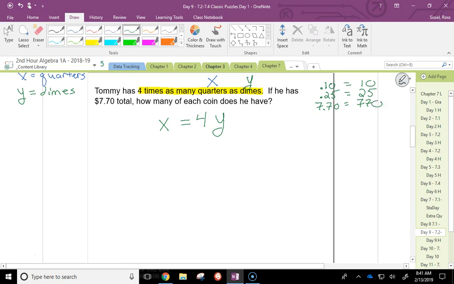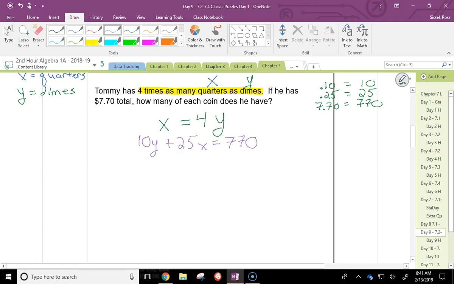Based off that, what would be our second equation that we would want to solve? What could be our second equation that we have to solve? Caitlin? It would be 10y plus 25x equals 770. Perfect. Dimes is worth 10. Quarters is worth 25. And we have to equal 770 cents.